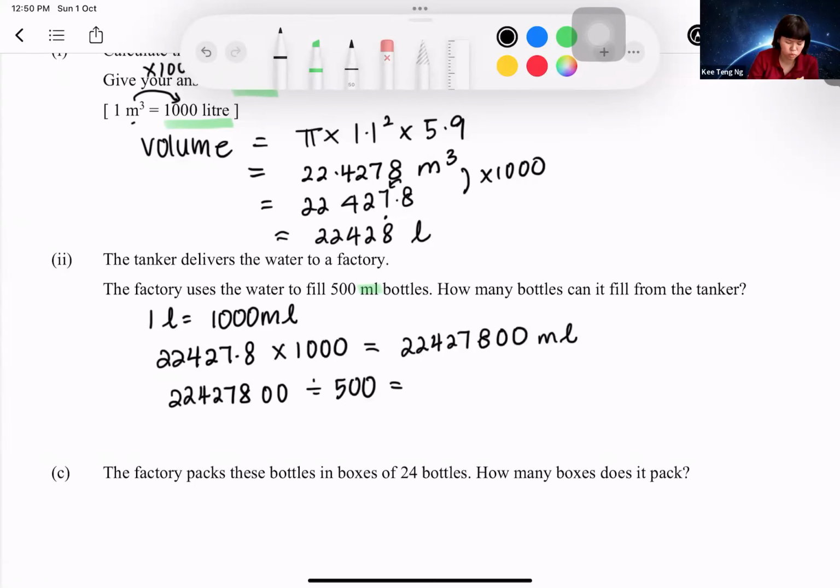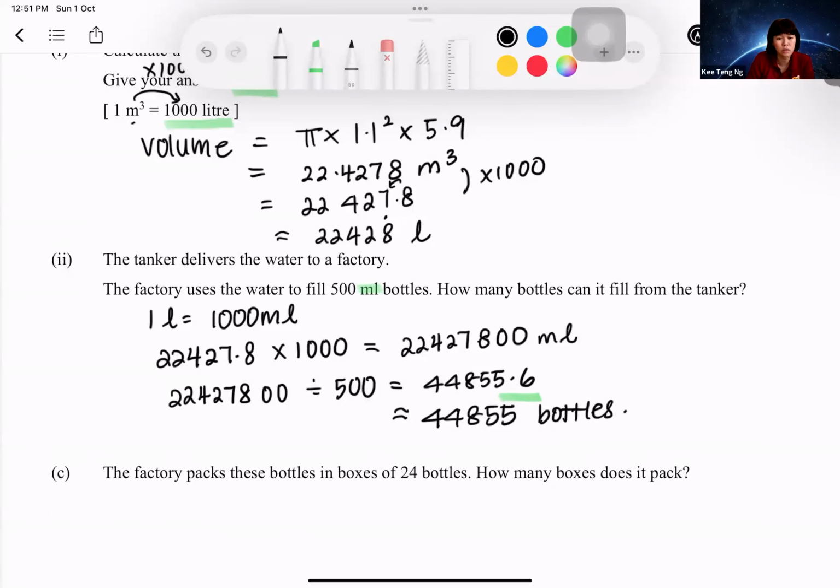All right, so 224278 divided by 500. And that gives me 44855.6. So the 0.6 here is not full, so I cannot fill that bottle. So I should fill 44855 bottles. Wow, that's a lot.